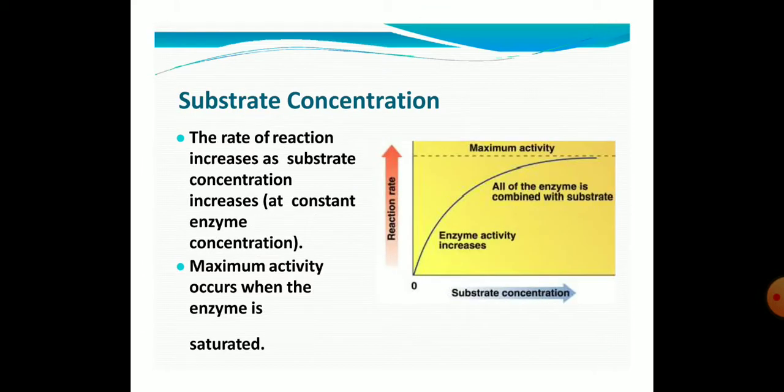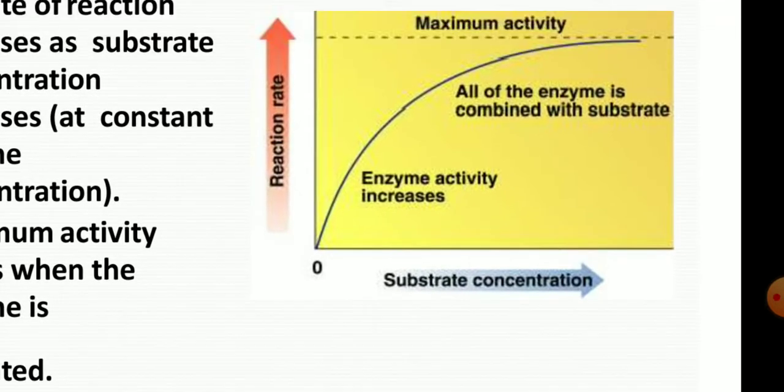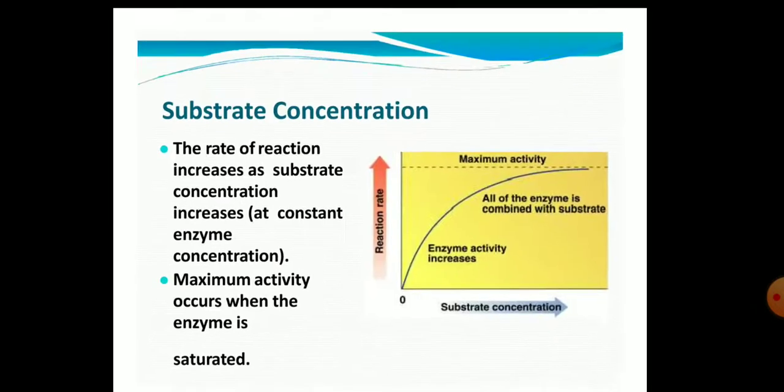Next is substrate concentration. The rate of reaction increases as the substrate concentration increases, and the maximum activity occurs when the enzyme is saturated. If you plot reaction versus substrate concentration, you will find a graph that levels off gradually. The maximum activity occurs when the enzymes are saturated.